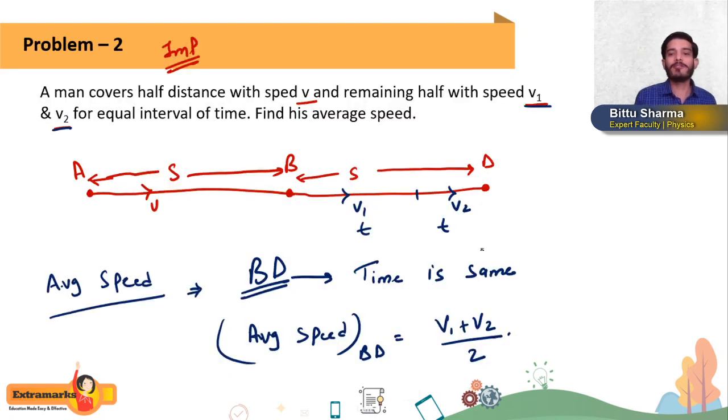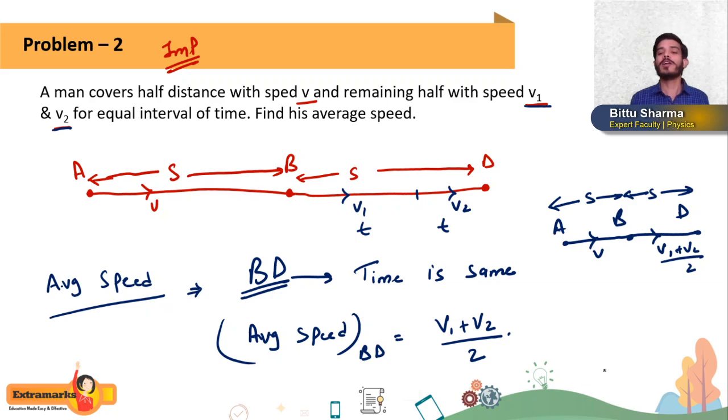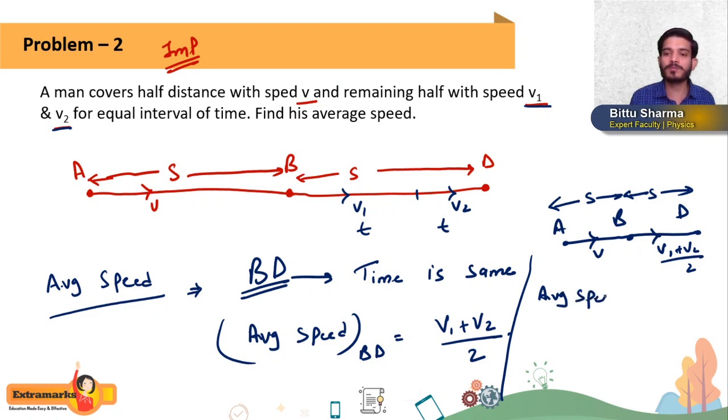Now if we divide this from A to B and then from B to D, how will it be? This velocity is V and this velocity is (V1 plus V2) divided by 2, and the total distance is S here and S here, so the total distance will be 2S. Now you can see this motion is divided into two equal distances. So whenever distance is equal, what will be the average speed? The average speed will be 2 V1 V2 by (V1 plus V2).